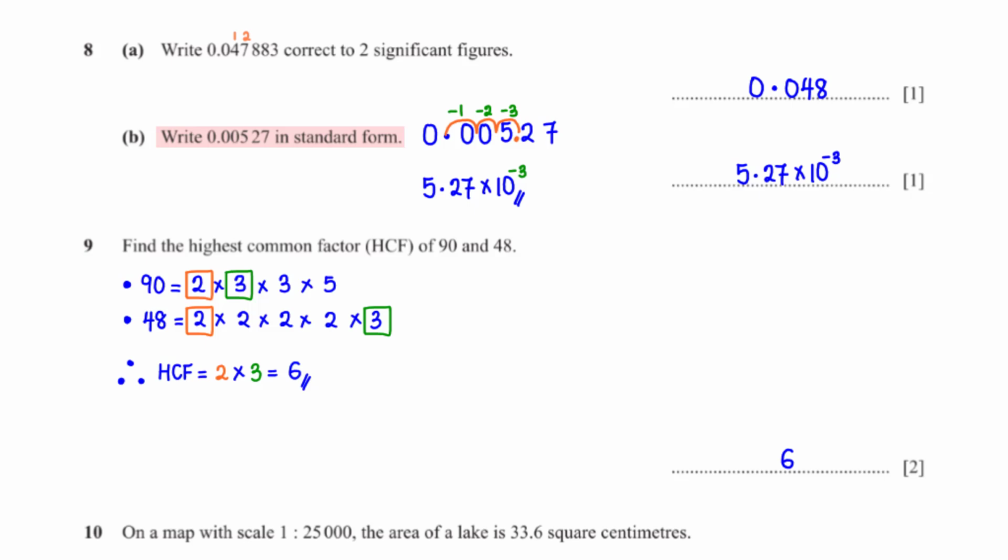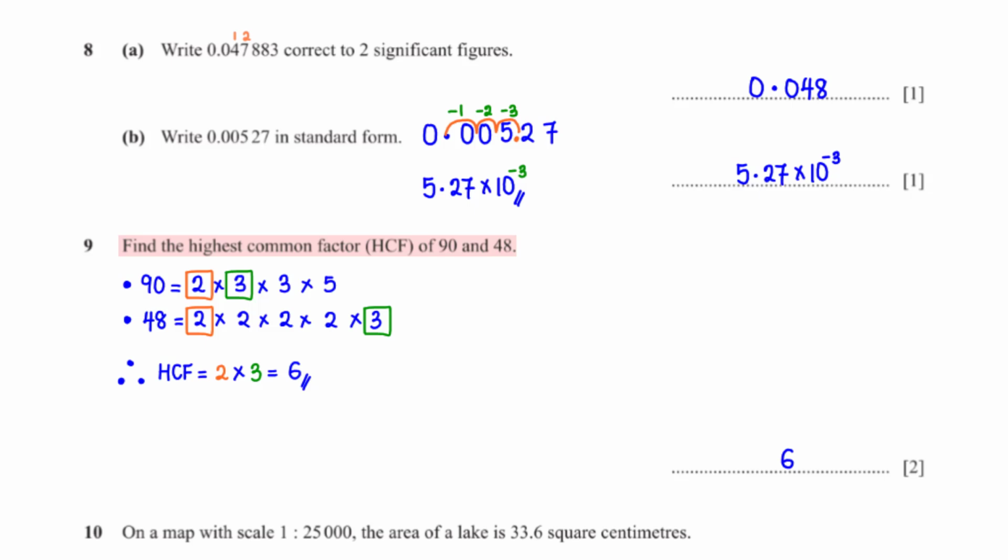Write 0.00527 in standard form. To write this number in standard form, we move the decimal point to a position after the first non-zero digit, which gives us 5.27. Since we moved the decimal point 3 times to the right, we multiply 5.27 by 10 raised to the power -3.